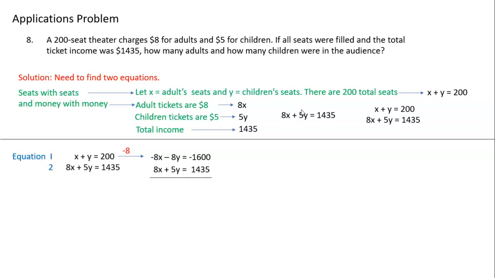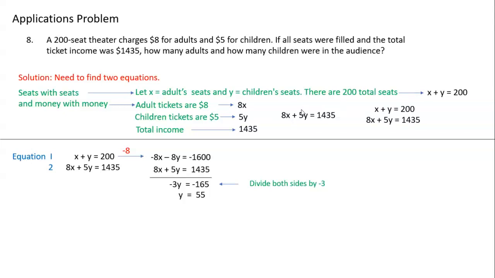Negative 8x plus 8x is 0. Negative 8y plus 5y is a negative 3y. And the negative 1600 plus 1435 is going to give me a negative 165. Divide by a negative 3 on both sides, and I'm going to get y equals 55. So what this means is that to get my total income of $1,435, I sold 55 children tickets. Okay, so now I'm missing the adult tickets.